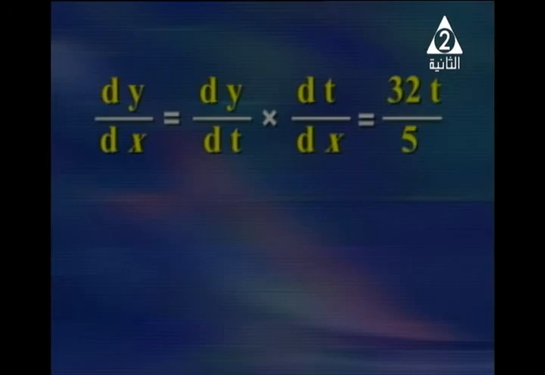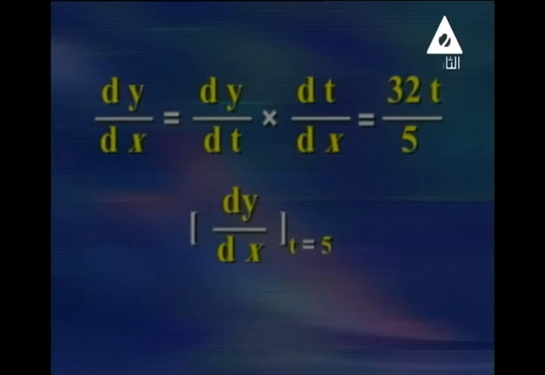32t over 5, and by substitution about t equals 5, therefore dy over dx at t equals 5 equals 32. Why? Because 32 times 5 over 5 is 32. Then, remember, dear student, when we find dy over dx, at the first we find dy over dt, after that we find dt over dx, after that we multiply dy over dt multiplied by dt over dx.